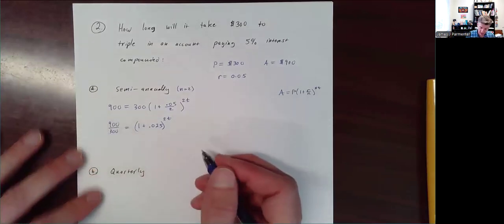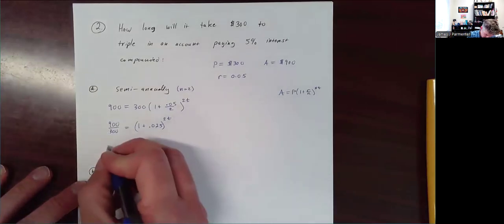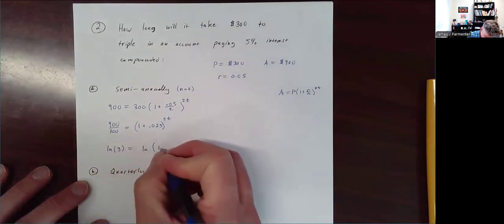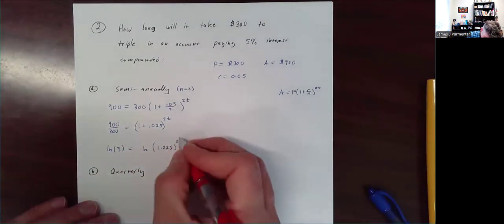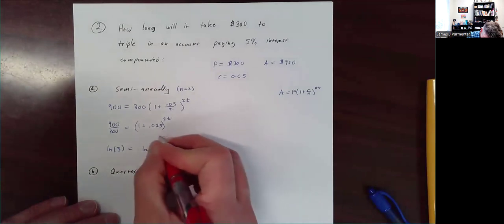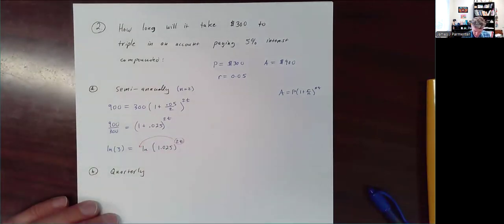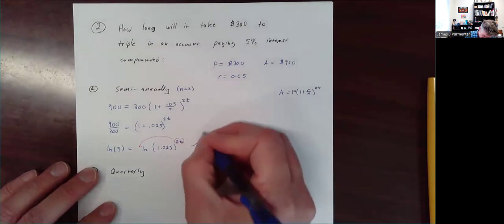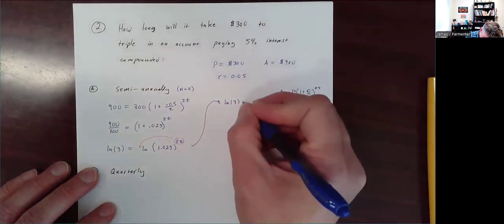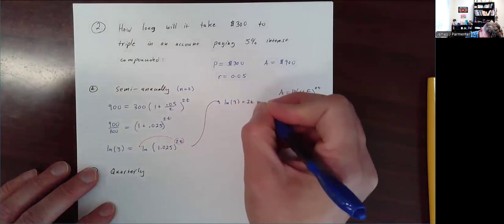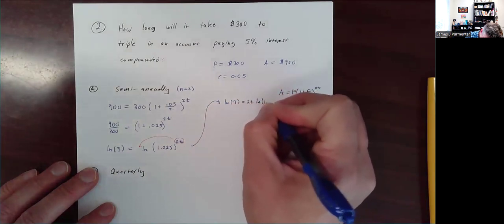So now I'm going to take the natural log of both sides. So I have the natural log of 3 equals the natural log of 1.025 to the 2t power. The reason we did this is so that we can bring the 2t power down in front of the natural log. So now we can rewrite this as the natural log of 3 equal to 2t times the natural log of 1.025.